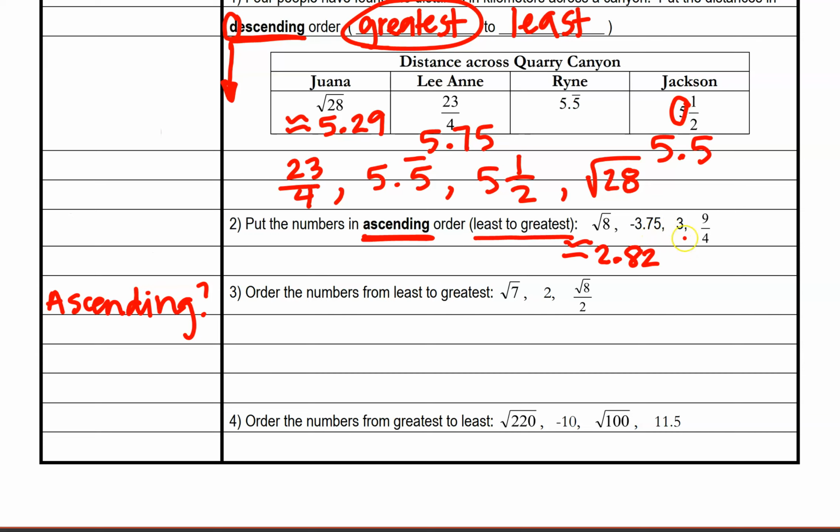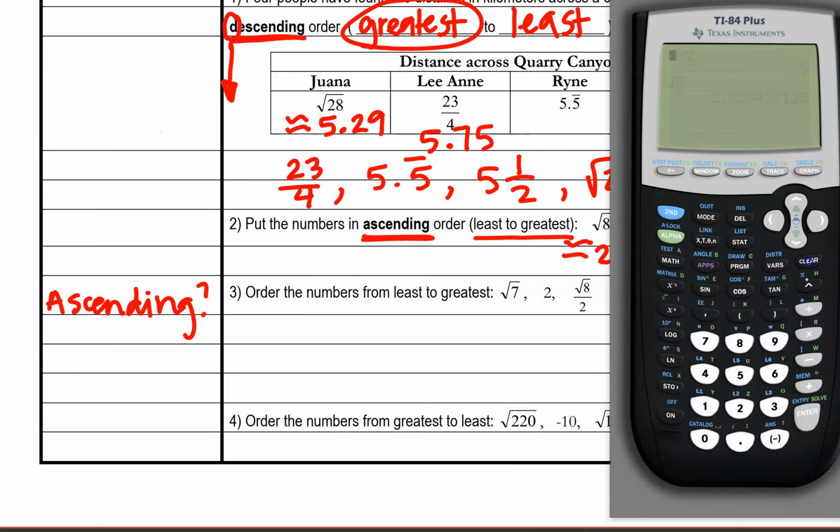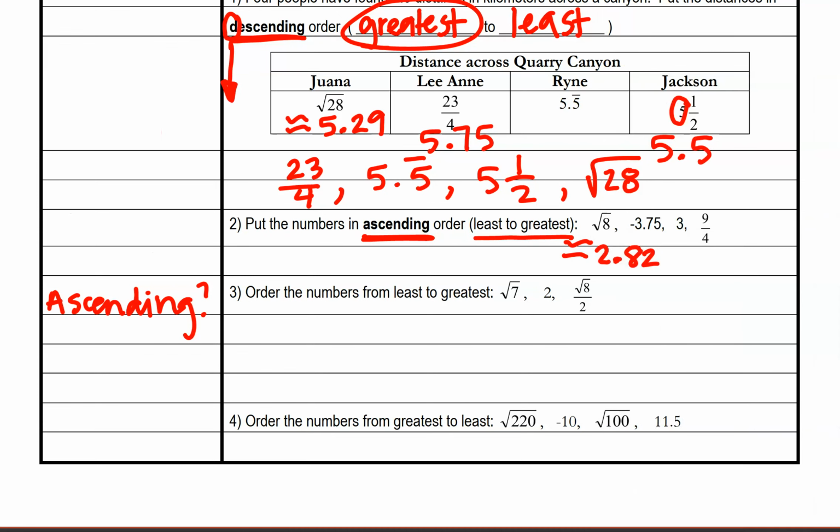The following one just says a 3. Can we convert that into a decimal? No, it is already a whole number. Then the last one is 9 divided by 4. So it is a fraction, so we divide 9 divided by 4. So 2.25.